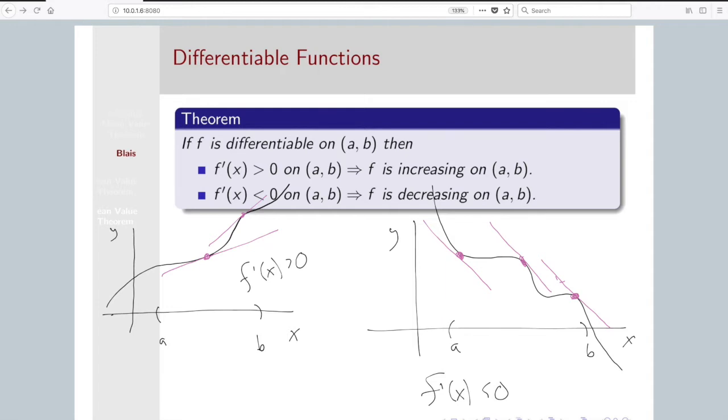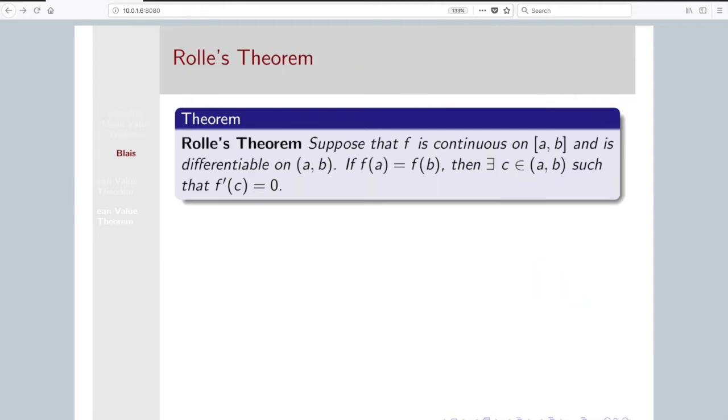Now this is actually a result of the mean value theorem, which is the main subject of this lecture. In order to work our way up to the mean value theorem, we have Rolle's theorem, which we use as a lemma in the proof of the mean value theorem. So we'll state Rolle's theorem and then work through the idea, though we won't prove it.